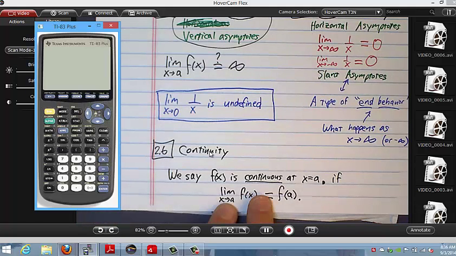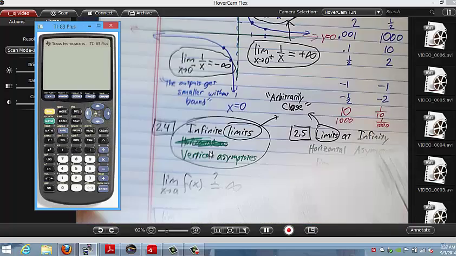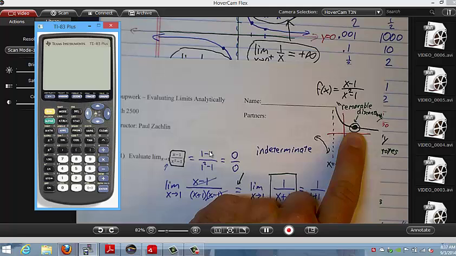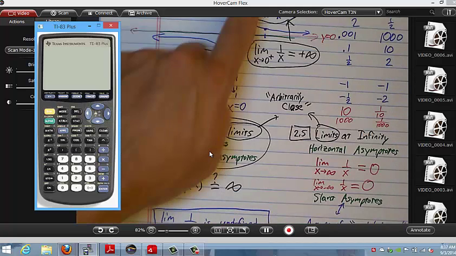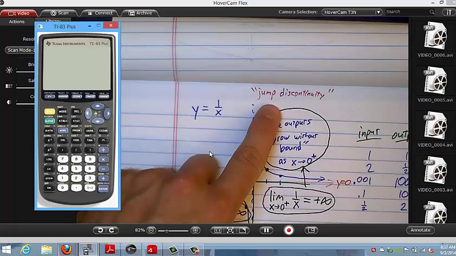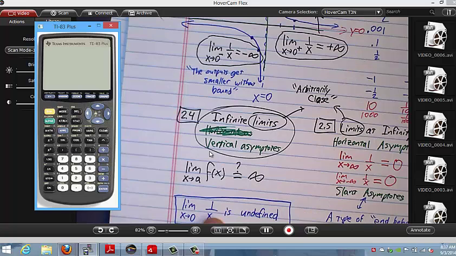So a lot of places we're continuous, but what we're studying this week is what can happen if you're not continuous. You can have a removable discontinuity, like when we had 0 over 0. You can have a jump discontinuity, and then you don't have a limit existing. So we said the limit does not exist. Okay? So two different situations.